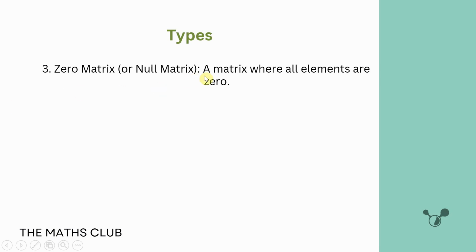We have a zero matrix, or what we call a null matrix. A zero matrix is a matrix where all the elements are 0. You see in this example, every element is 0, 0, 0. So we call this a 2 by 2 matrix and it is also a zero matrix.